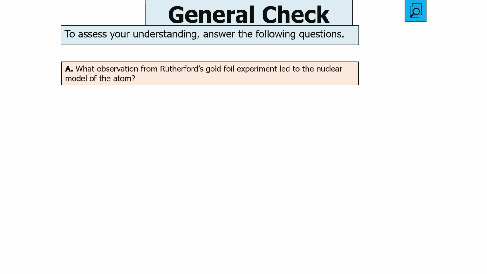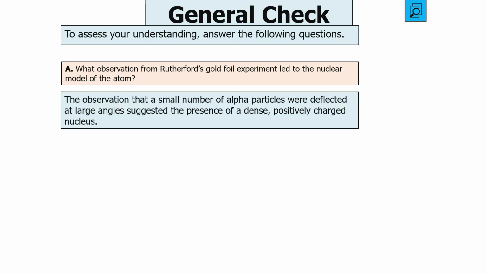What observation from Rutherford's gold foil scattering experiment led to the nuclear model of the atom? The observation that a small number of alpha particles were deflected at large angles suggested the presence of a dense, positively charged nucleus.